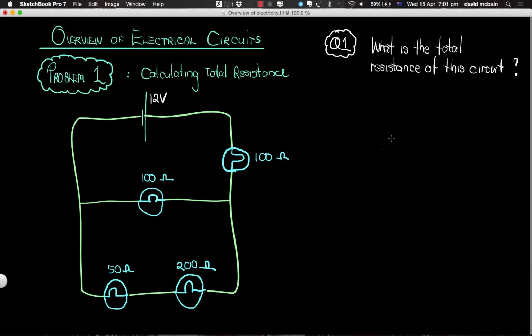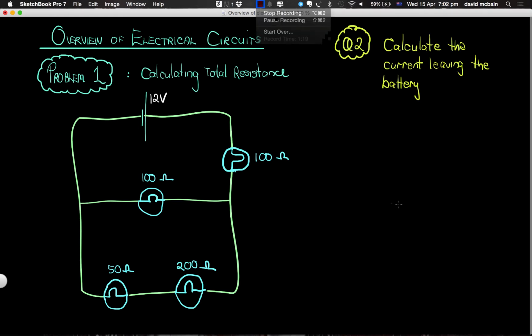So the very first question is, what is the total resistance of this circuit? So, in other words, what is the total resistance of all these resistors combined for this circuit? Question 2, what I'm asking you to do here is calculate the current leaving the battery. So, based on the answer that you got for question 1, work out how much current is leaving this battery.